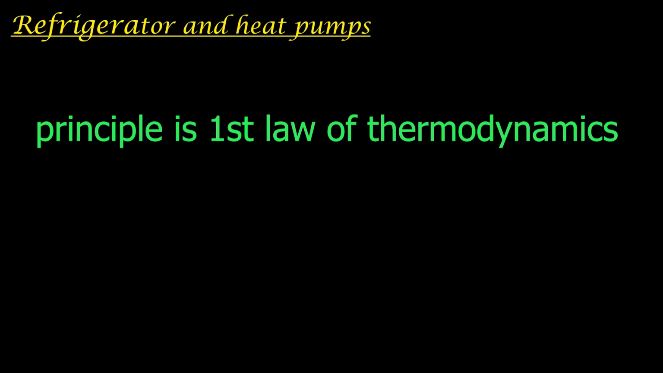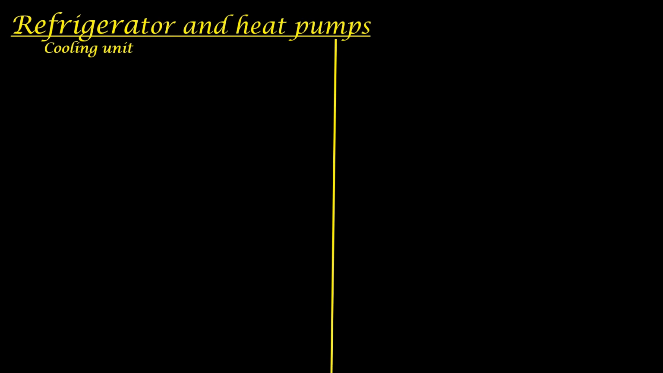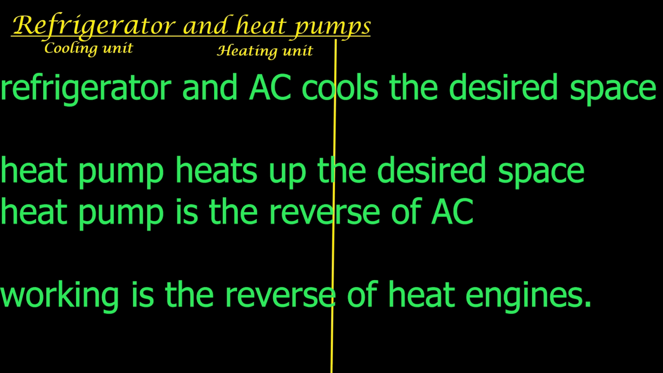We will discuss refrigerator and heat pumps as the second application of the first law of thermodynamics. The refrigerator is a cooling unit, just like the air conditioner, which we call AC. The heat pump is a heating unit. You already know we keep foodstuffs inside the refrigerator at low temperature so that the foodstuffs do not get damaged. The air conditioner cools the room or the car or any vehicle where it is fitted. In the case of heat pumps, you would have already heard that in European countries where the atmospheric temperature is very low, heat pumps are used to heat up the rooms.